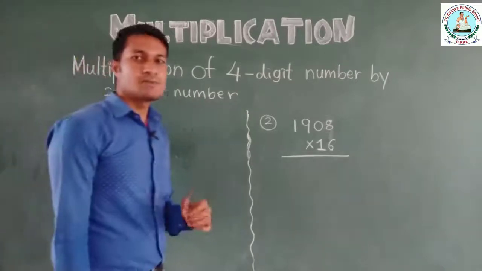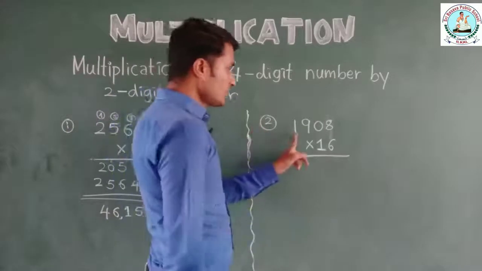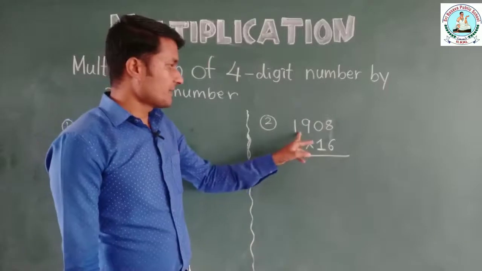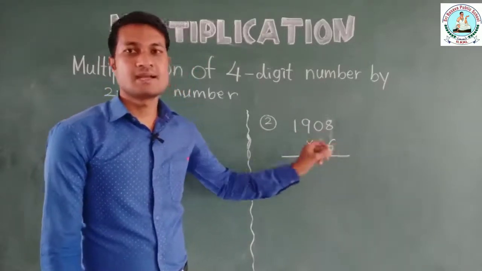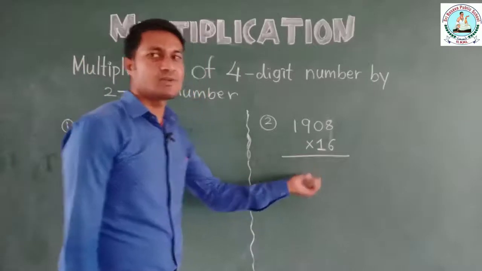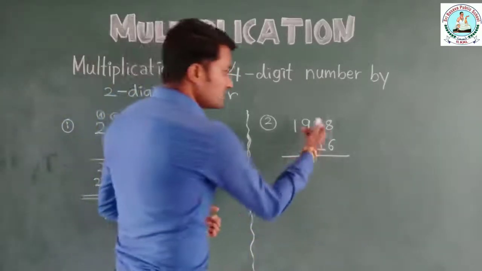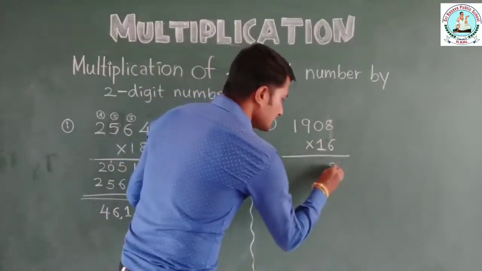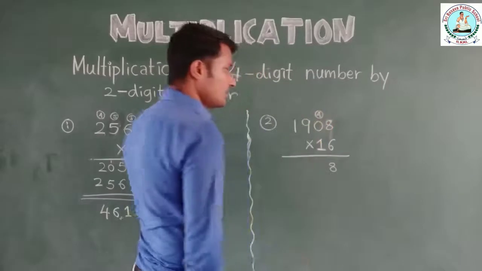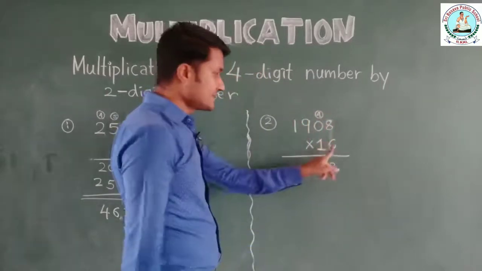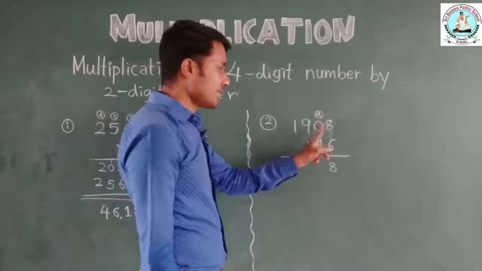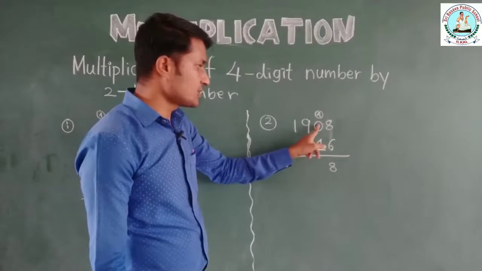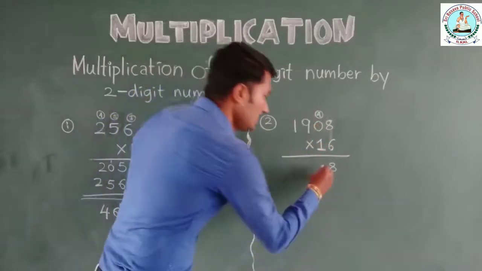Let's take up one more example so that you can understand. 1908 is also a 4-digit number. Now I am going to multiply this 4-digit number by a 2-digit number, that is 16. So just do the same as we have done in the previous example. First multiply all these 4 digits with the 6. So 6 8s are 48, so write your 4 over here. Then 6 times 0 will be 0, because any number multiplied with 0 will give you 0 as the answer. So 6 times 0 will be 0, 0 plus 4 will be 4.